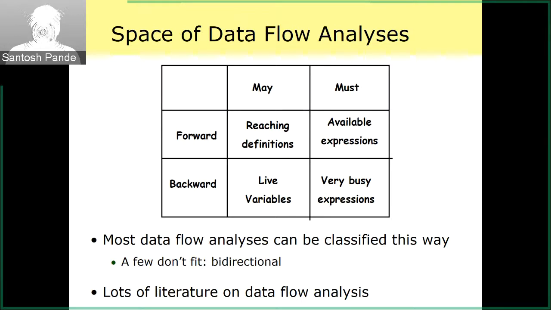Most of the analysis we can classify as forward and backward, and may or must. But there are some which, at least there was a belief that there were some. One of the most prominent being partial redundancy elimination. Whether it was a bidirectional analysis or not, that means you have to simultaneously solve the equations. The word simultaneously is the key here.